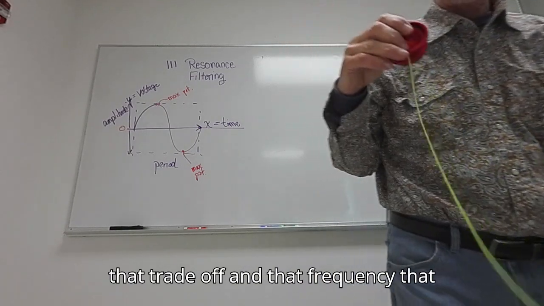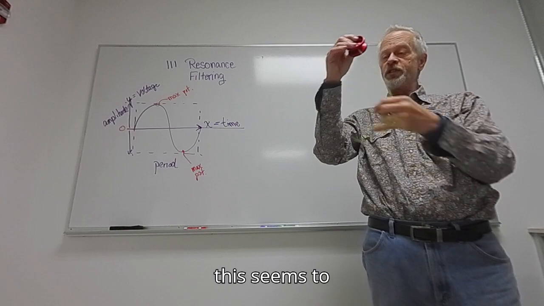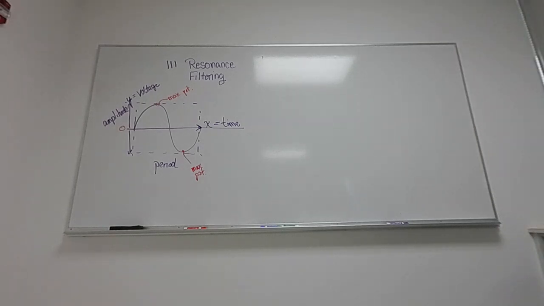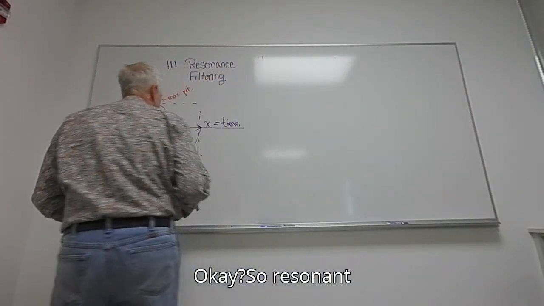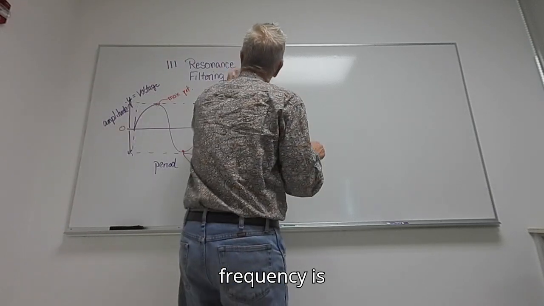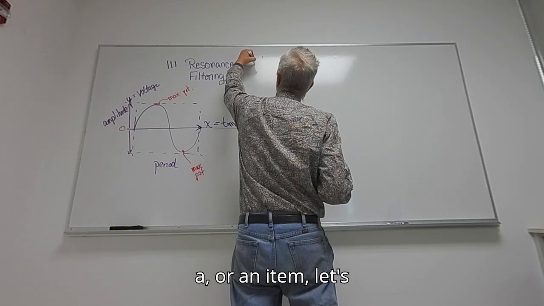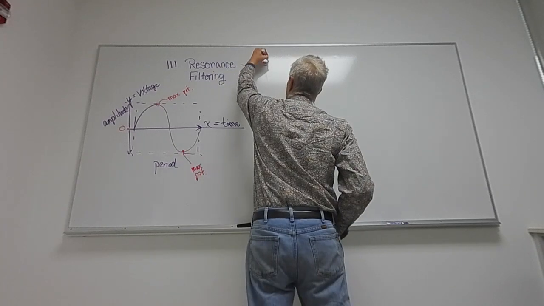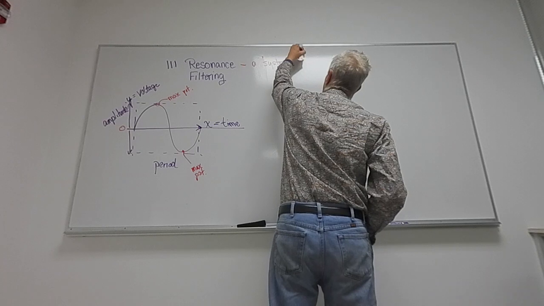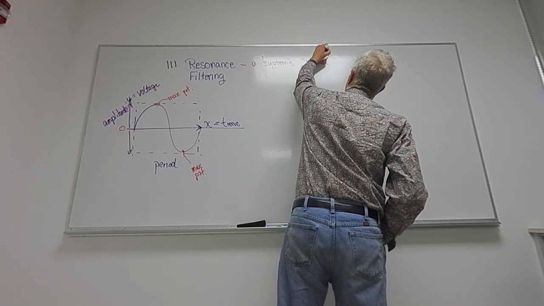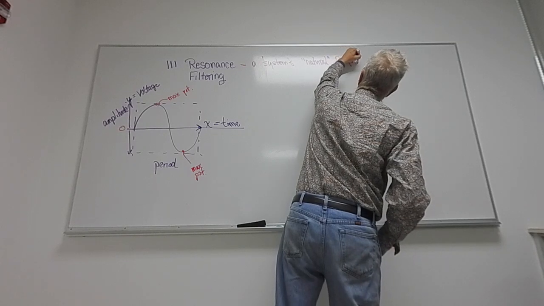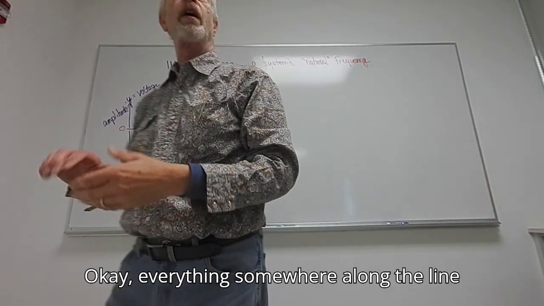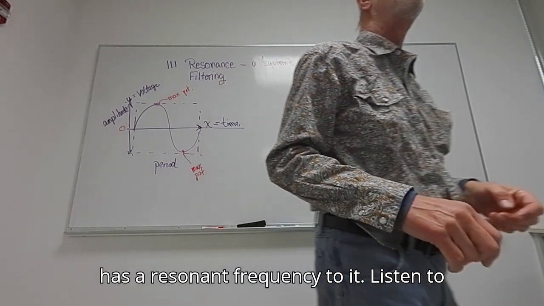And we're doing that trade-off, and that frequency that this seems to naturally swing is called the resonant frequency of this system. Okay? So resonant frequency is a property of a system. Natural frequency. Okay, everything somewhere along the line has a resonant frequency to it.